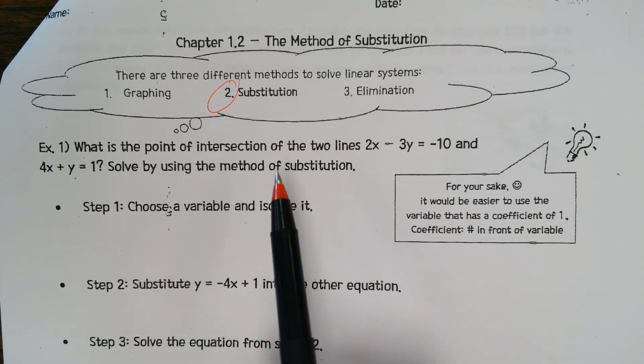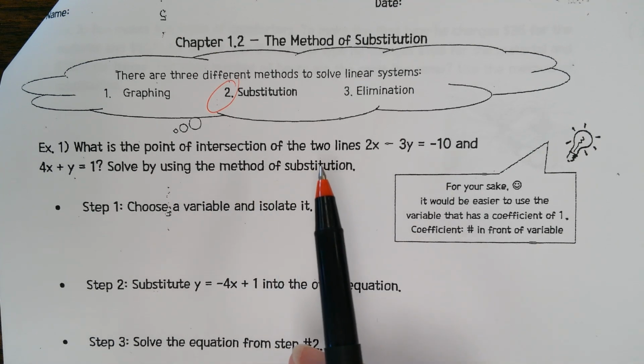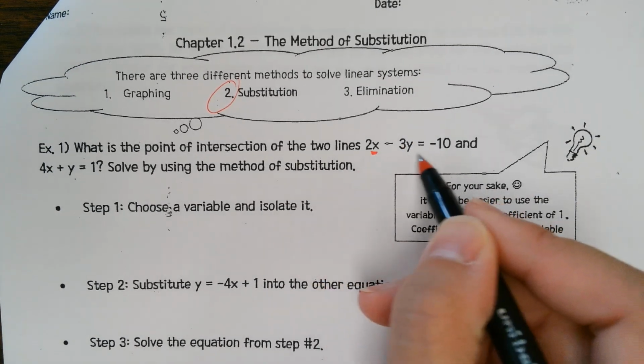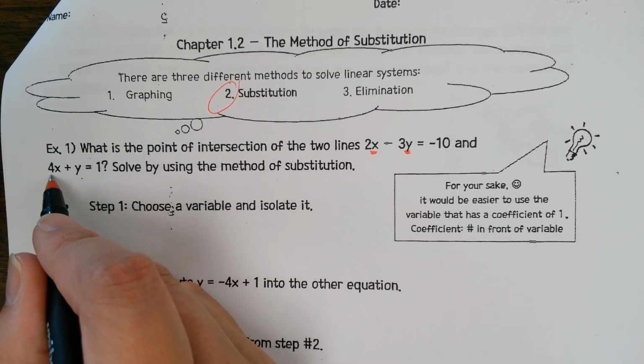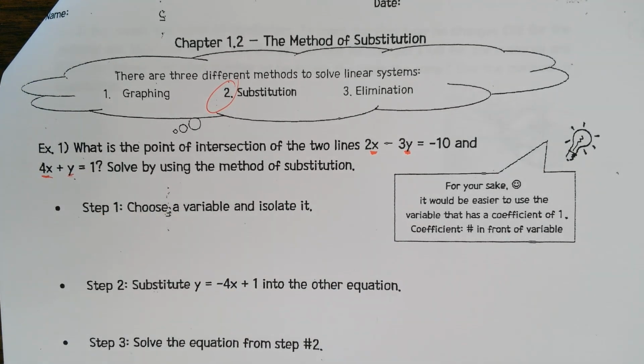So what is the point of intersection of these 2 lines? Solve by using the method of substitution. Alright, so choose a variable and isolate it. So I have an x right here, I have a y right here, I have an x right here, I have a y right here. Which variable do you think is the easiest to isolate?